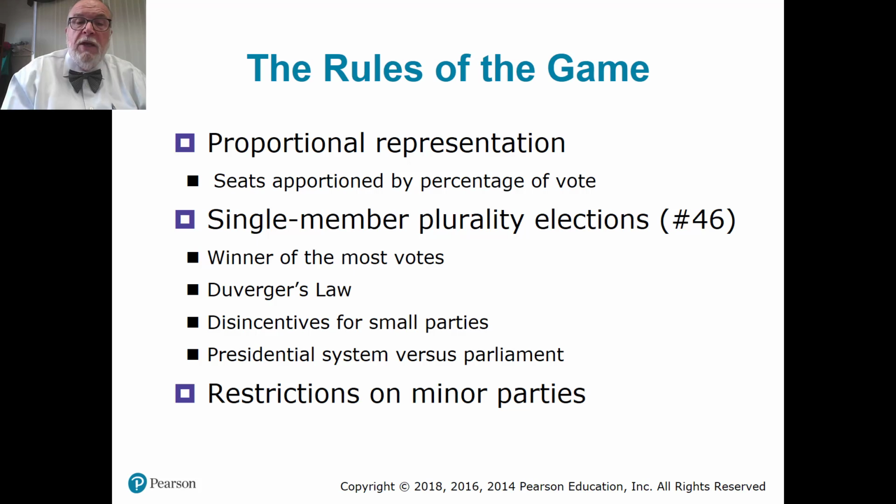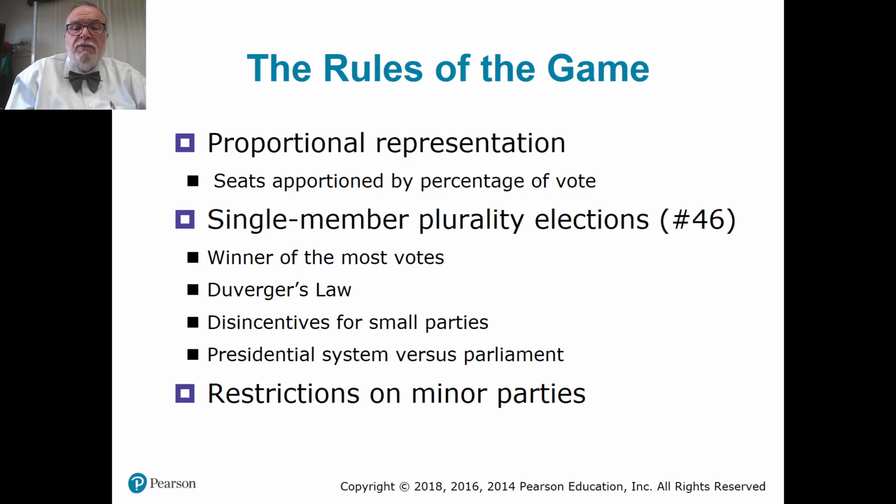And we don't do it that way. We use single member plurality elections. It's number 46. What feature of American politics prevents third parties from taking hold in the United States? And that is winner take all pluralities. So we have single member districts. People run just in that district, and whoever gets the most votes in that district wins. And Duverger's law says it's almost impossible at that point to break in a third party.